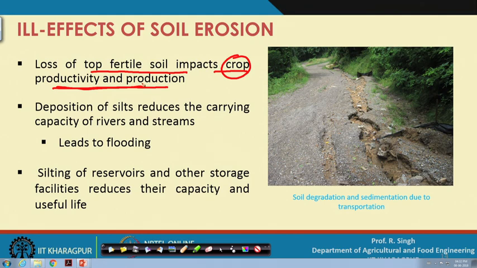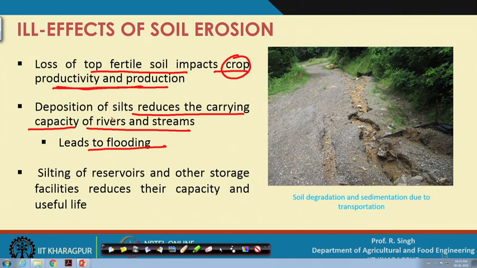Then these soil particles which are carried down get deposited in rivers and streams, and that simply means the carrying capacity of these rivers and streams will be reduced. That means there will be more chance of flooding, because the capacity will be less. Whenever flow occurs, the banks will be overtopped, and there will be flooding all around.